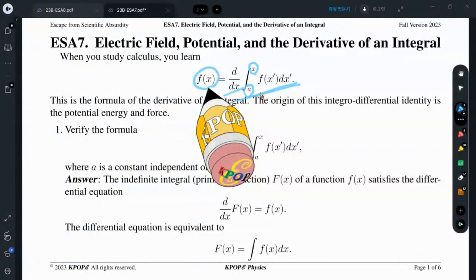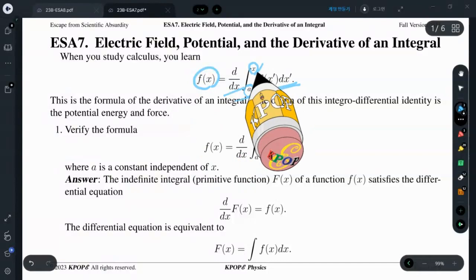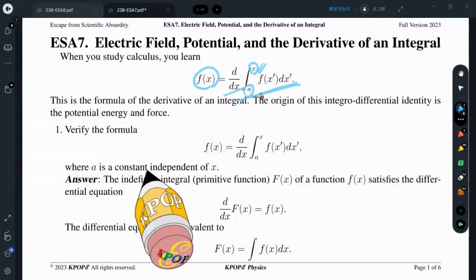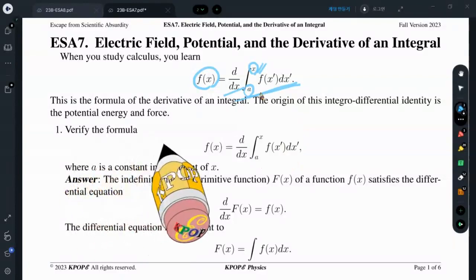However, in reality, in physics problems, life is not that easy. We have some function of x instead of x. So we need to apply the chain rule again. So we review how to do this computation and apply it to the computation of the electric field from the potential. Okay, verify the formula.